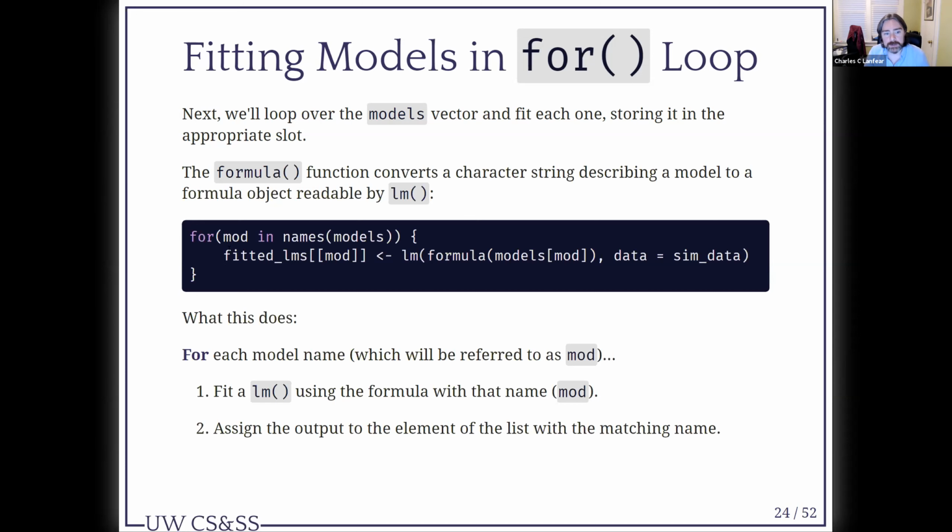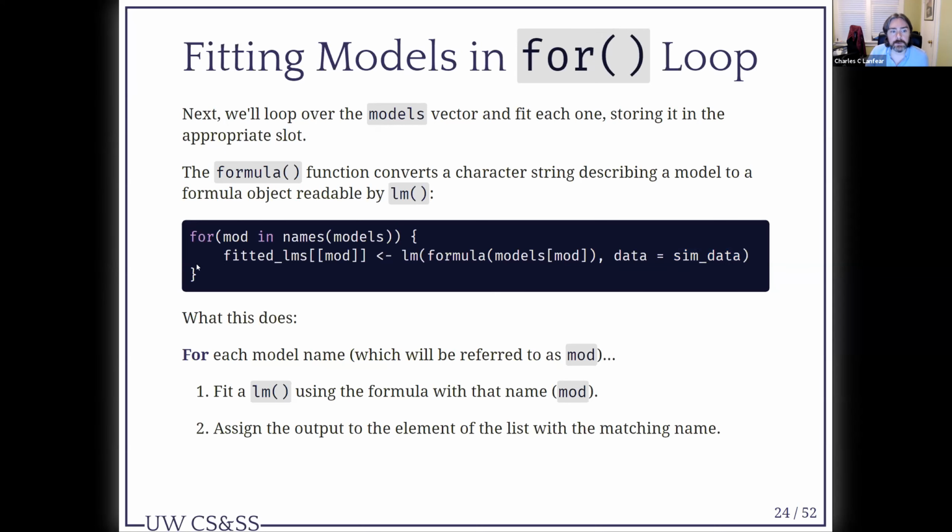So the loop we're going to run is this. For the current model in the names of our models, I want to assign to my fitted LMs object in its mod slot. So whatever current model we're on, this named slot of fitted LMs, I want to assign a linear model whose formula is this. Remember, this is a vector of models. This is going to subset it to the specific model we're working with. And the data is just our sim data we generated before.